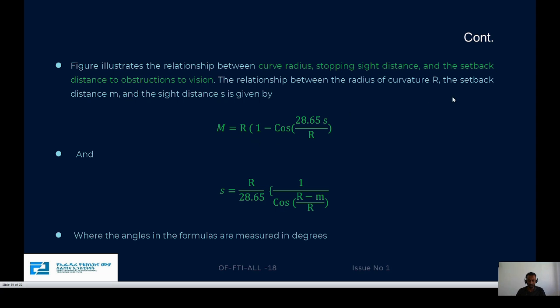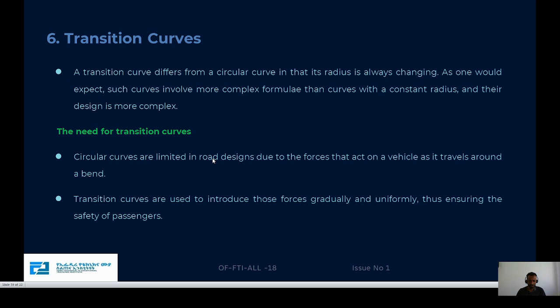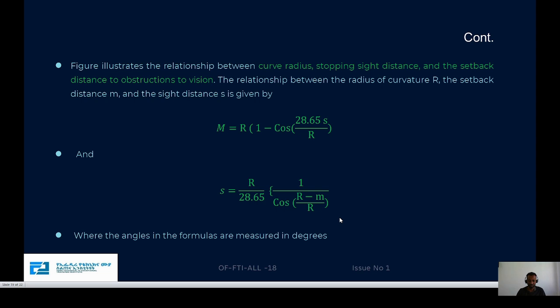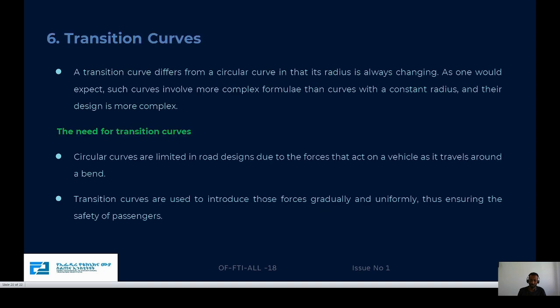The setback distance m is measured from the inner part of the curve up to the obstacle. So m will be calculated. S means the sight distance, the distance along the curve. We have calculated these cases, and we provide the minimum sight setback distances as well as the minimum radius.